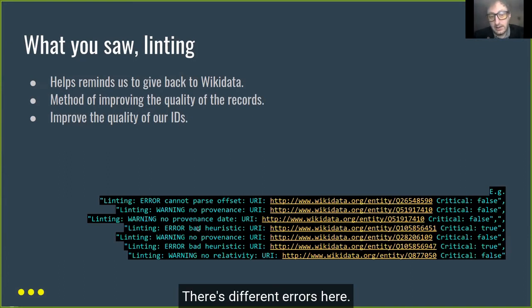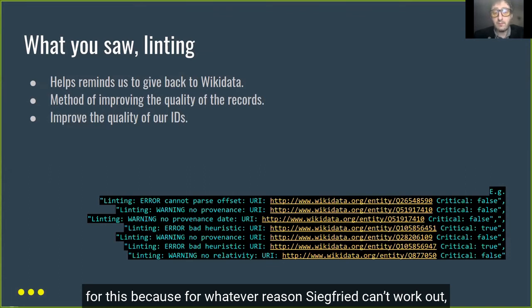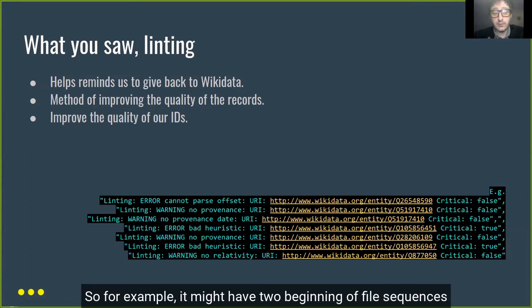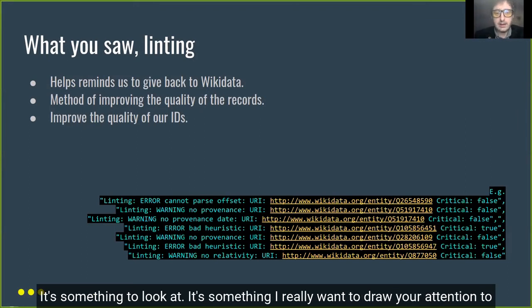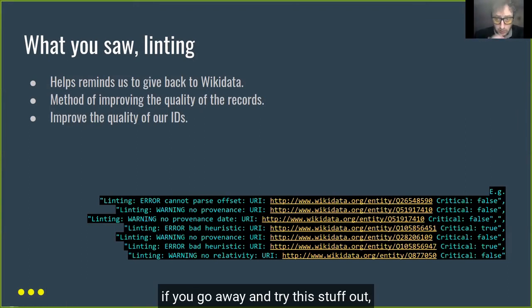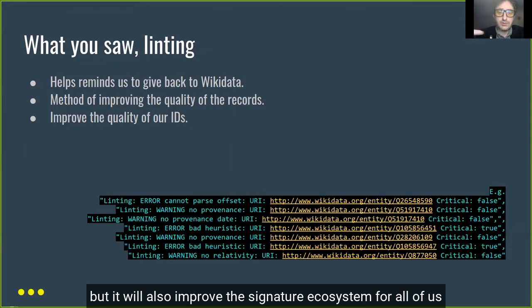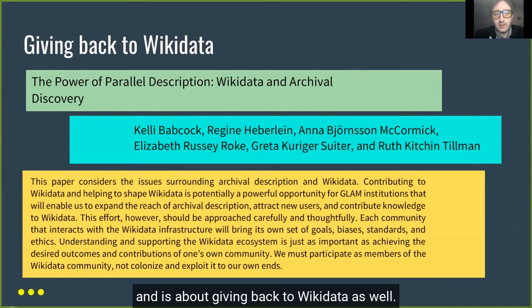There's different errors here, so error, bad heuristic. That means that a signature has probably not been committed to file for this because for whatever reason, Siegfried can't work out how to consume the data in Wikidata. So for example, it might have two beginning of file sequences that it can't figure out which way round they go, and so forth. It's something to look at. It's something I really want to draw your attention to if you go away and try this stuff out, because it will help us improve Wikidata, but it will also improve the signature ecosystem for all of us. And it's about giving back to Wikidata as well.